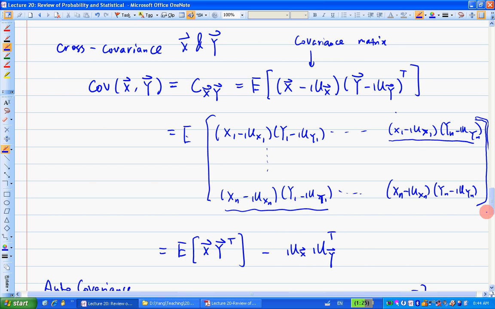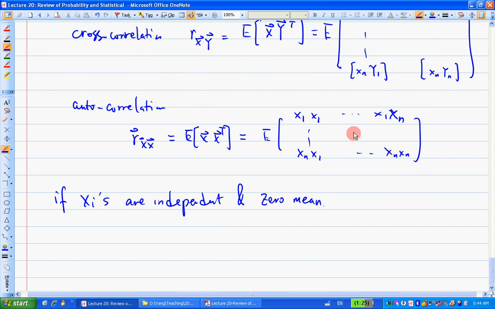So this matrix here, if they're independent and zero mean, the R_XX here will become the same as what's called the autocovariance matrix, right? Same as that.